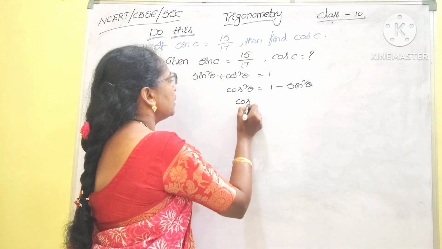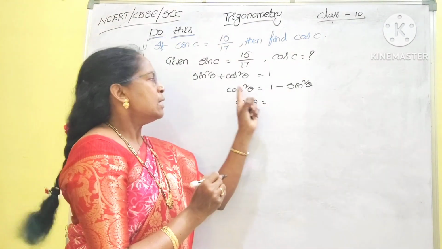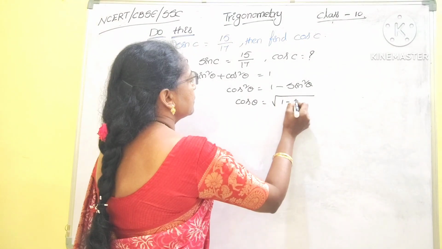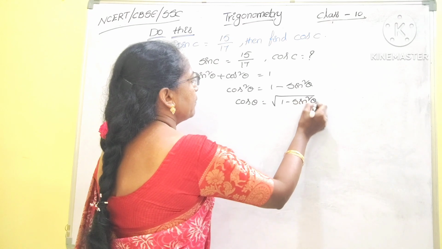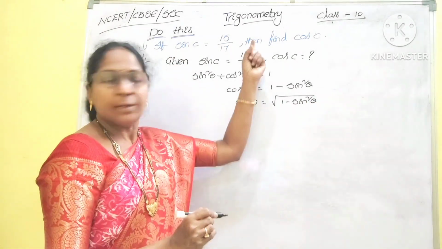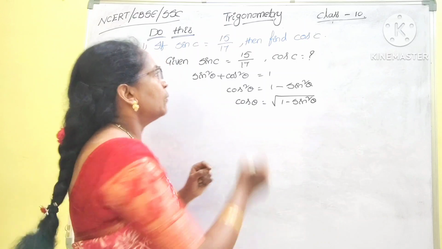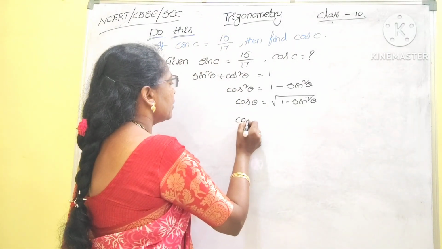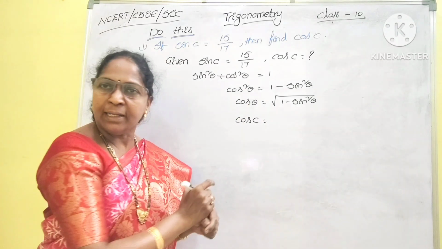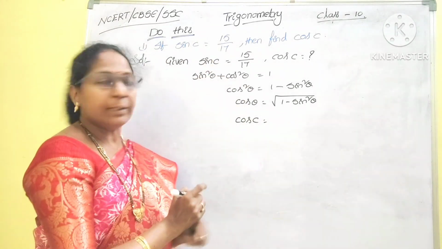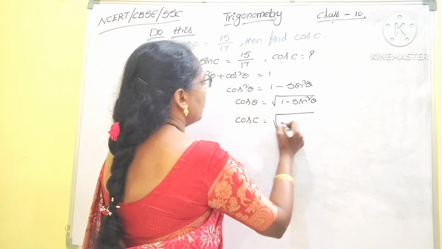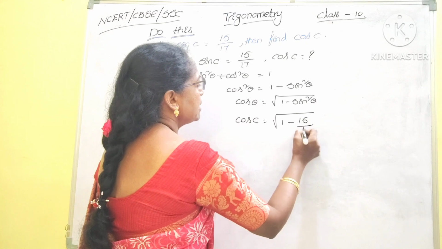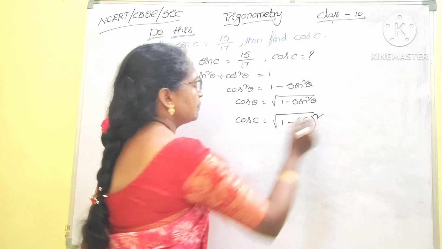Here only cos theta is required. So cos theta equal to square root of 1 minus sin square theta, since the square goes to the other side and becomes square root. Use this formula to find cos c. In this sum, instead of theta, c is given. So cos c equal to square root of 1 minus sin square c, where sin c equal to 15 by 17, whole square.